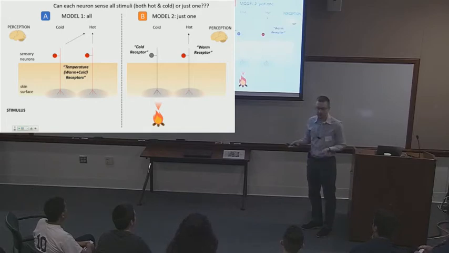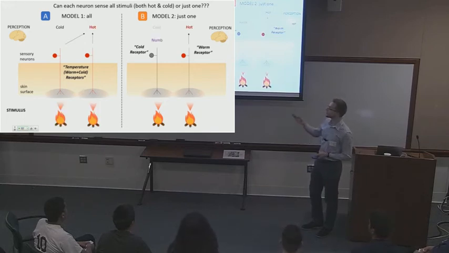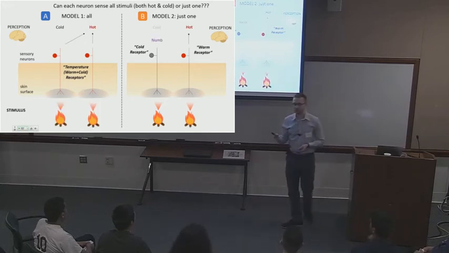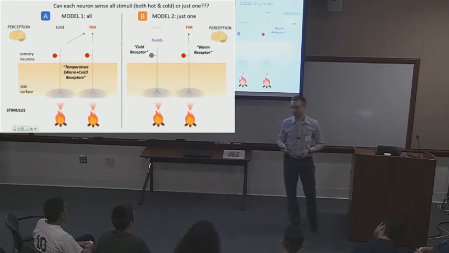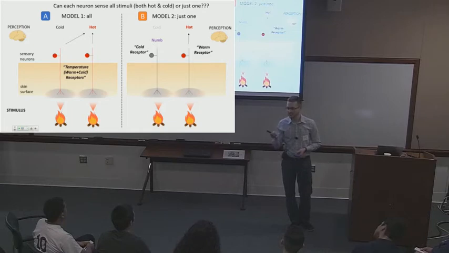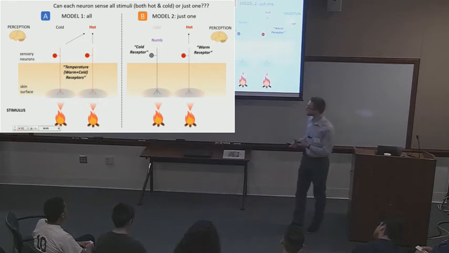They cannot feel warmth. Okay, so based on your own experience, now you see that these two models are predicting two very different things. Which model do you think is correct? Do you think every spot on your skin can sense hot temperature or not? Or you have some numb spots in your skin? Please vote which model is correct.